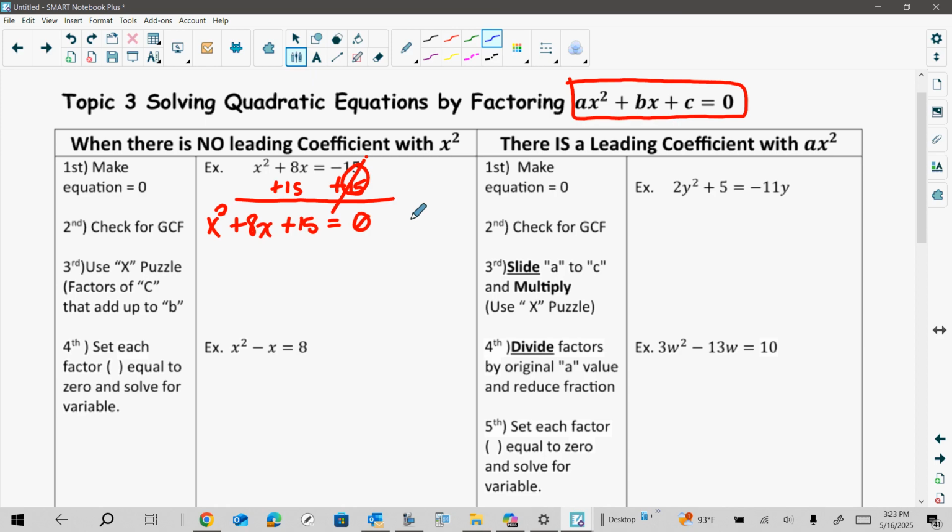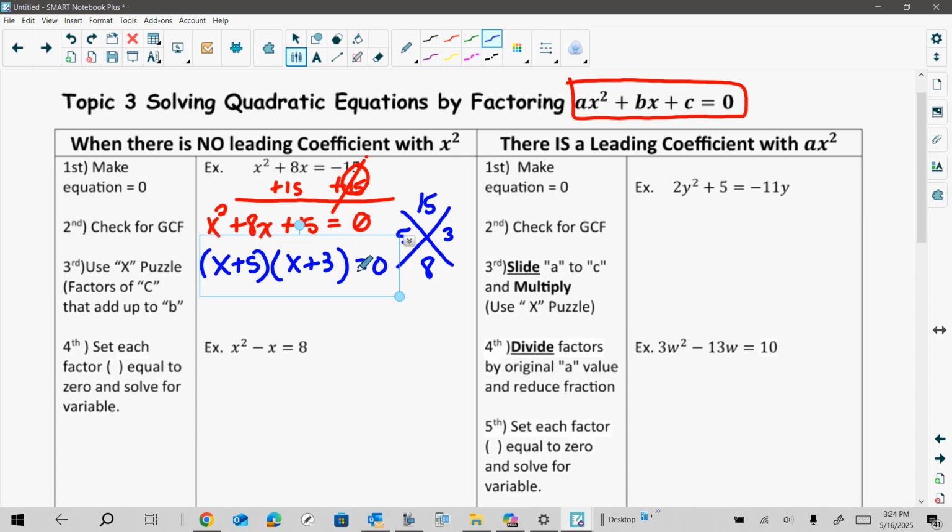So when I make my X puzzle, the 15 goes on top, the 8 goes on bottom. So we want factors of 15, basically numbers we multiply to get 15. That would be 5 times 3. And 5 plus 3 gives me 8. So we have x plus 5 and x plus 3. We're going to make it equal to 0.